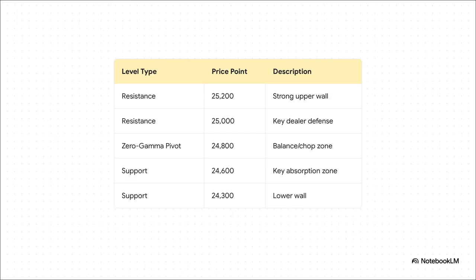You can see we've got resistance levels, which act like ceilings, and support levels that act like floors. And right there in the middle, we have the zero gamma pivot. In this example, it's at 24,800. This pivot, it's the market's balance point. It's an area where you should expect choppy, indecisive price action.